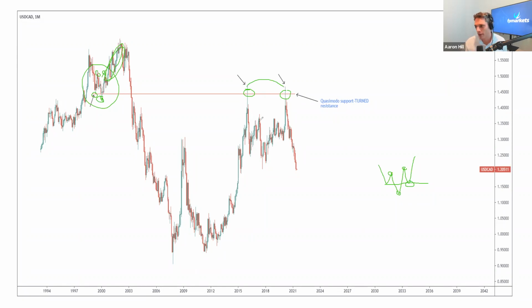So I don't follow the dollar CAD too much, so I'm not sure where we're currently trading now. I'm not even sure if we reached that low to complete the pattern.